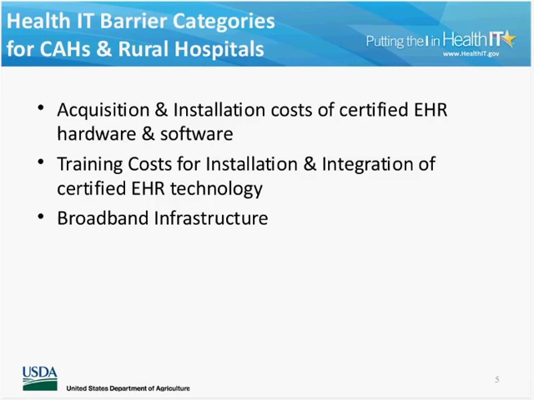Some of the barriers include acquisition and installation costs of certified electronic health records hardware and software, training costs for installation and integration of certified electronic health records technology, and of course broadband infrastructure. These are extremely costly areas for critical access hospitals to overcome, and these are some of the barriers that we all see and are familiar with when rural hospitals and rural hospital administrators come to Rural Development to figure out how to manage these cost challenges.